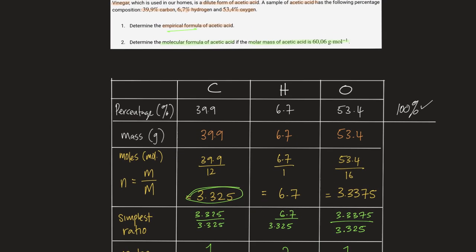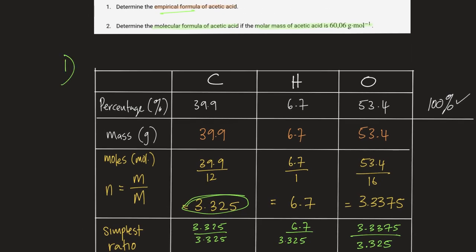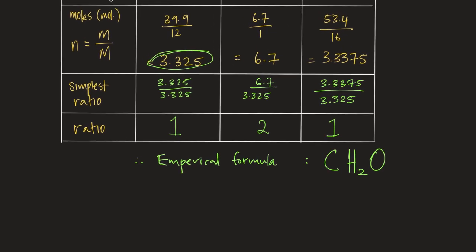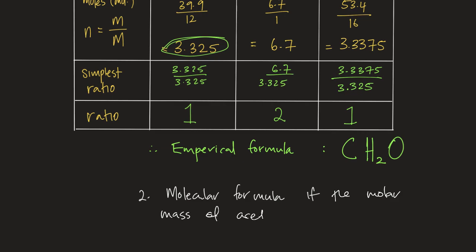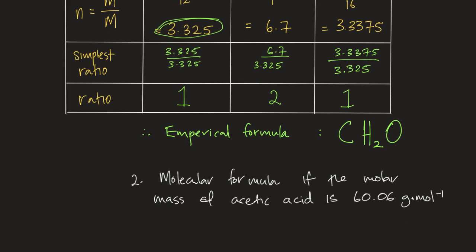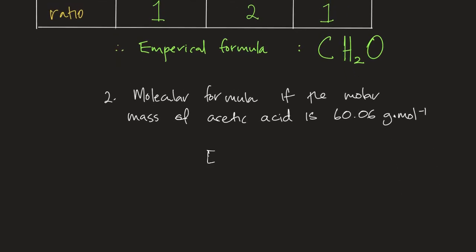Determine the empirical formula of acetic acid. Question 1, done. Number 2, question 2. They want the molecular formula, if the molar mass of acetic acid is 60.06 grams per mole. Okay, all right. Once I've got that, I want to write down my empirical formula, which is CH2O.